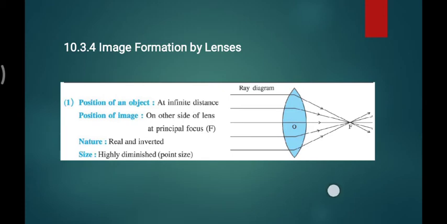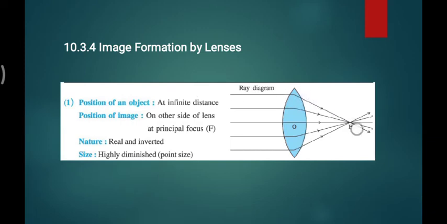At infinity, all rays are always parallel to the principal axis. You can see a set of rays here. We have the image formation using the convex lens. So I am taking the convex lens. It is converging, so all the light converges.